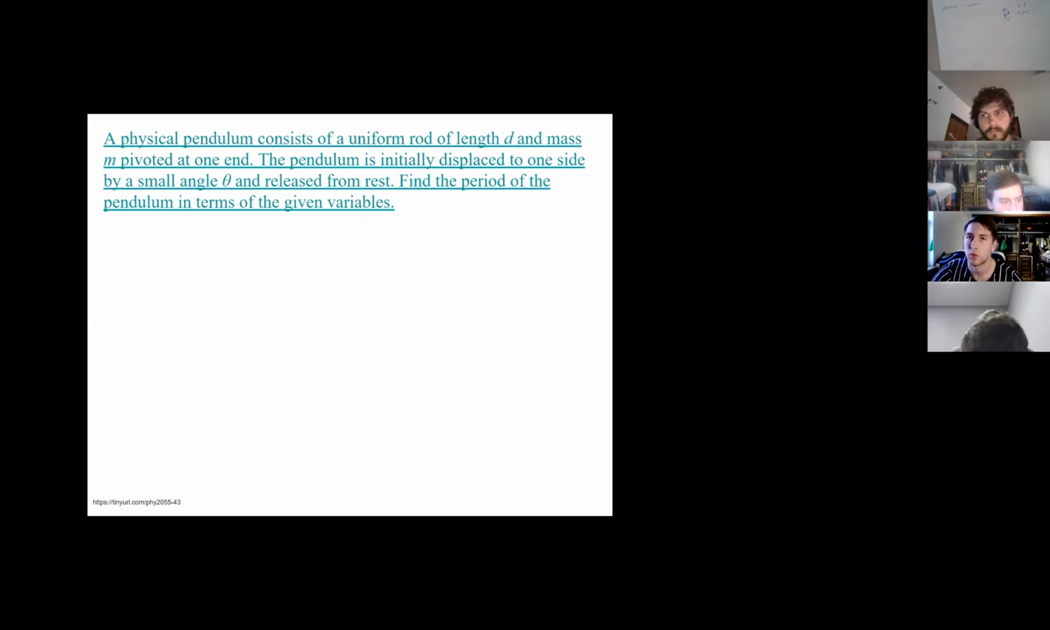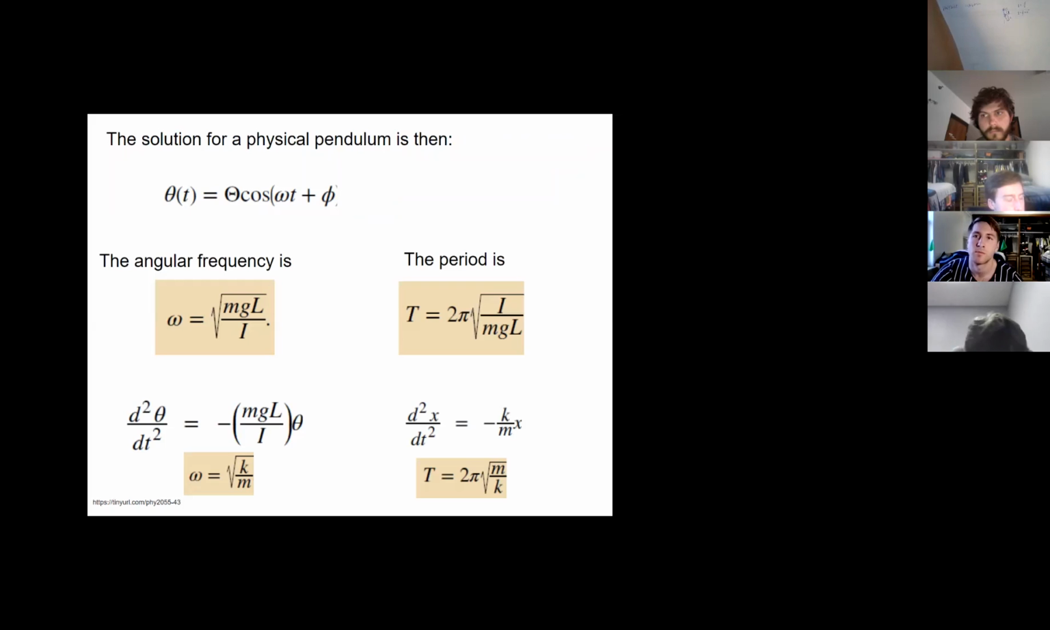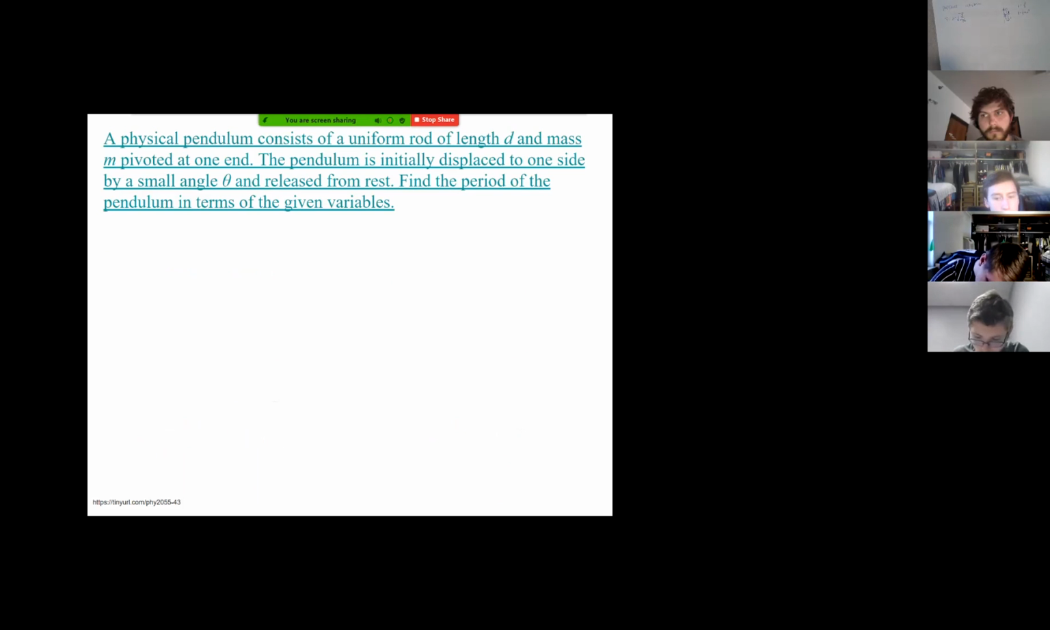So go ahead. It's looking for the period. You can look it up in the previous slide. So the period will be equal to 2 pi square root of I divided by mgL. Okay, so you can use that equation to start with and then express the period in terms of d and m, I think, and then also g possibly, and then 2 pi or maybe pi.